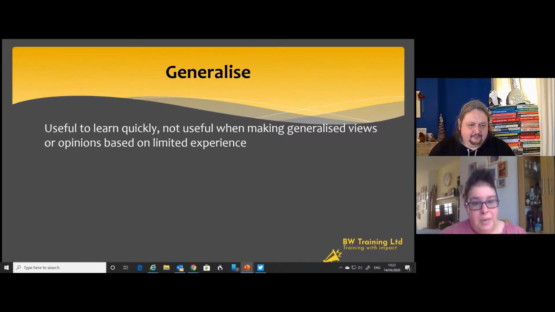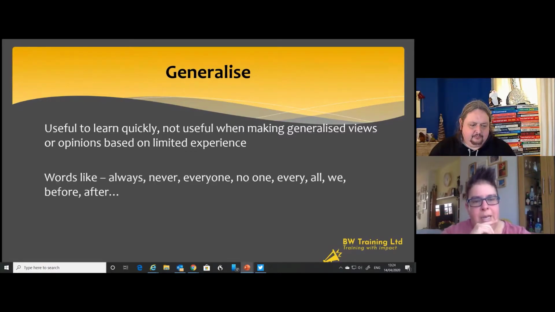The problem, as it says towards the end of this one, where it's not useful is where we make generalized views or opinions based on one or two experiences. Now, they will be determined by the language we use. So the language with a generalization is words like always, never, everyone, no one, et cetera. Sorry, Andy, if you could just share that next one, mate. That's the phraseology we will use.